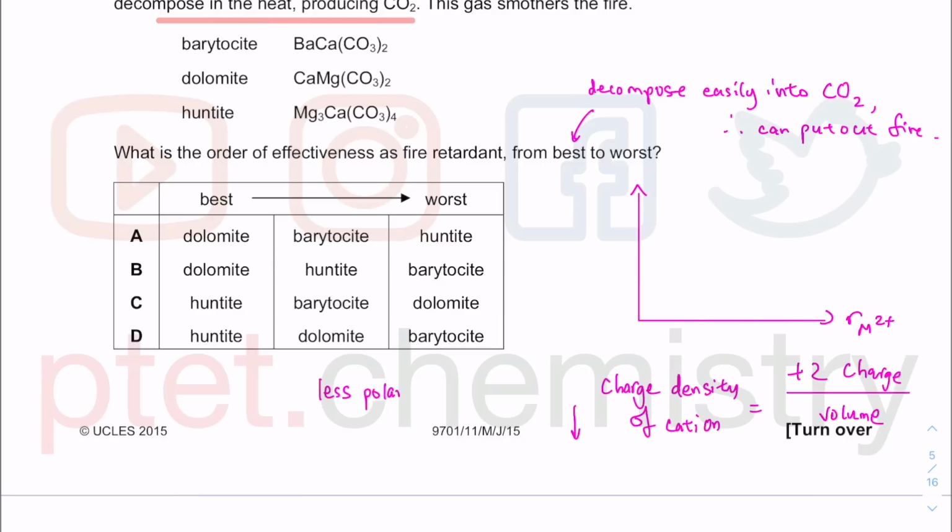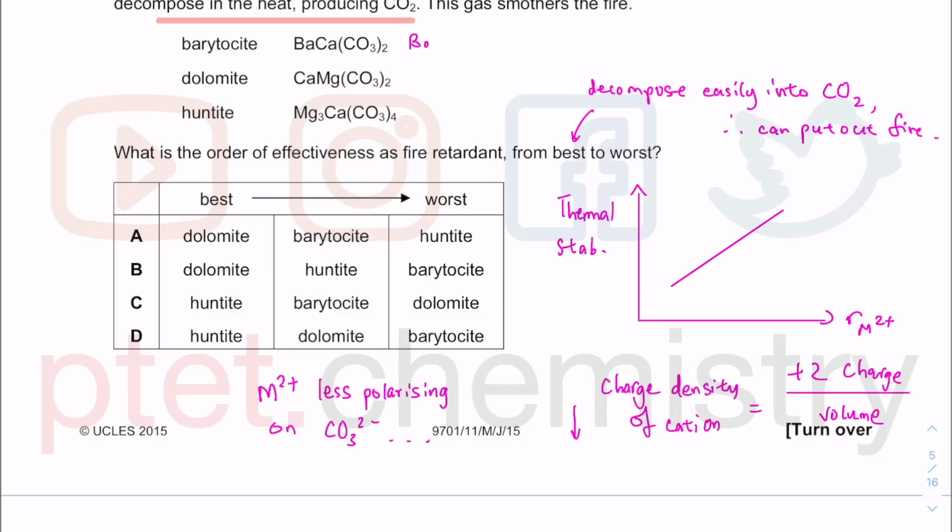So this will be covered more in the A2 thermal stability essay for the group 2 carbonates. So the M2+ cation becomes less polarizing on the CO3 2-. Therefore, it becomes harder to decompose the carbonate. In terms of stability, the thermal stability will increase down group 2.